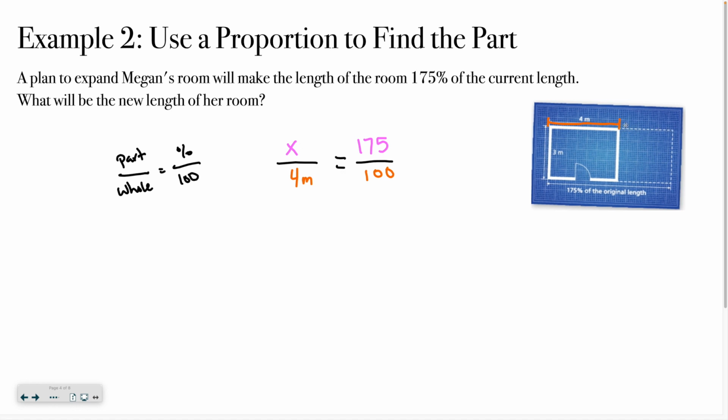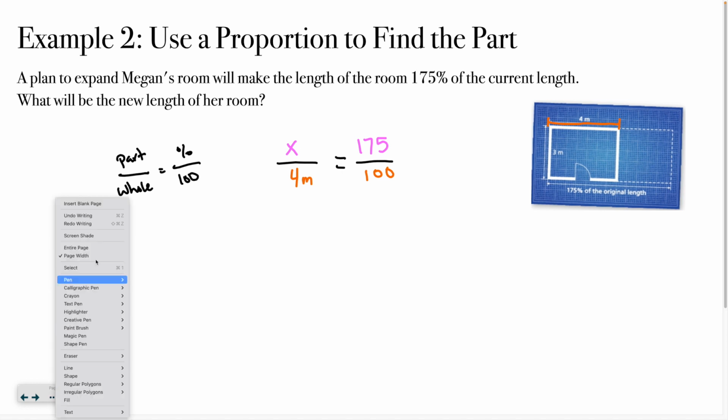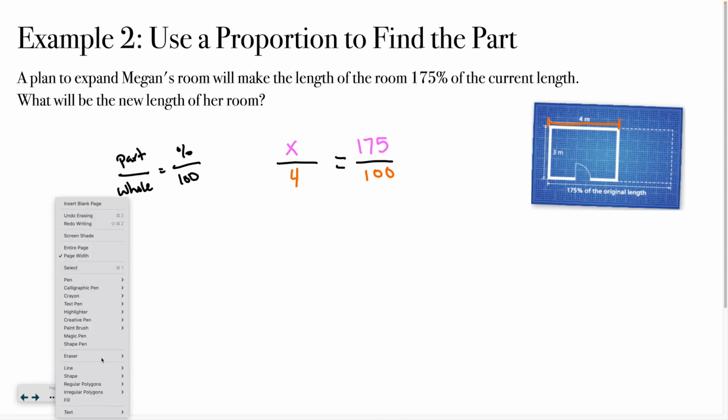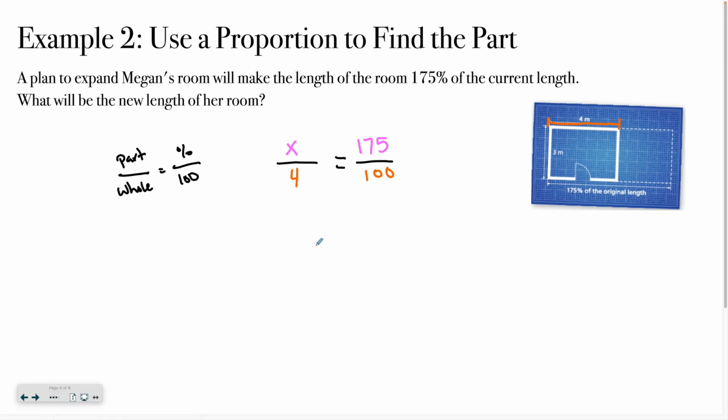We want to expand this, so we want to make it even longer. You can see that I have my proportion set up just like this, and just like on all of the other problems, we do the same thing. We cross multiply and divide. So I would say x equals 175 times 4, divided by 100. And when I do that, I get 7. So the new length of her room is 7 meters.